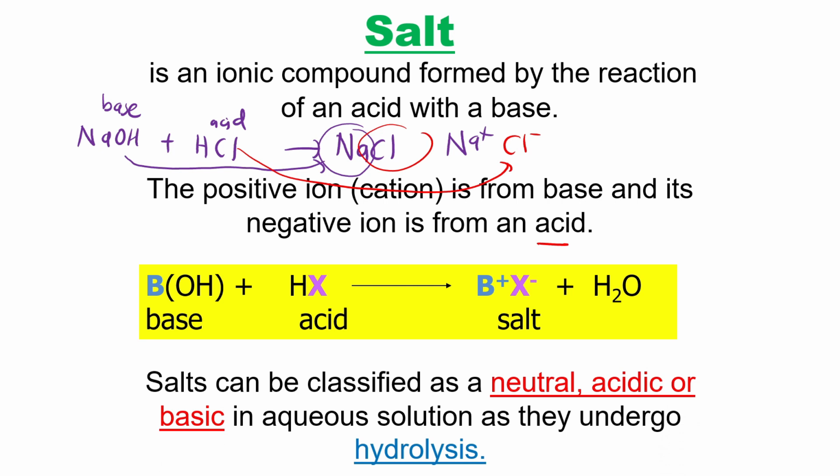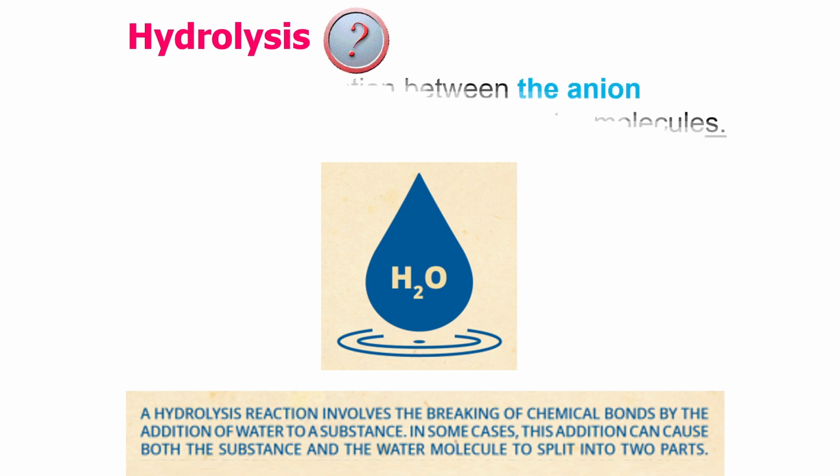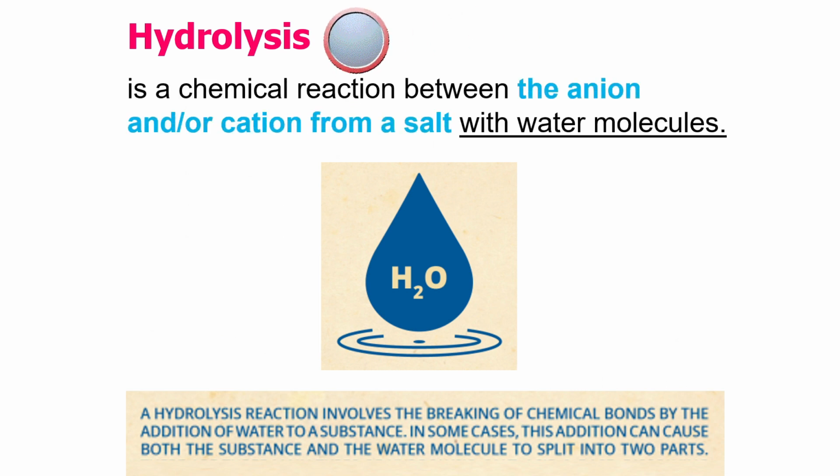So we can classify 3 types of salt after undergoing hydrolysis in aqueous solution, meaning reaction with water. From definition itself, hydrolysis is a chemical reaction between an ion, cation ataupun kedua-duanya, okay, from a salt with water. So that's why we call it hydrolysis. Okay, apa function water in this reaction? Water involves breaking of bonding between the anion and cation.